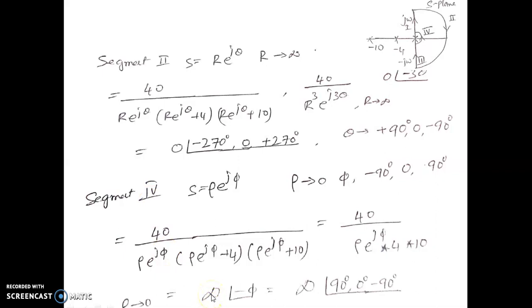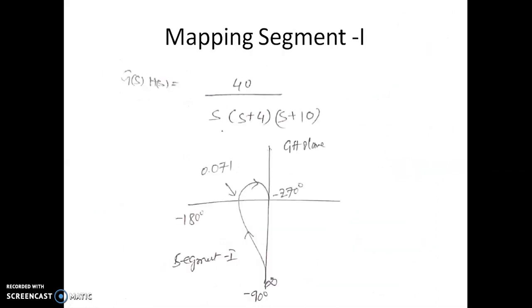It is infinity at an angle of minus phi. Since phi is varying from minus 90, 0, plus 90, this happens to be 90 degree, 0, and minus 90 degree. So let us see how the entire plot looks. This is only the first segment mapping, because the first segment goes from minus 90 degree with magnitude infinity up to minus 270 degree with magnitude 0, and when it is minus 180 degree, the magnitude is 0.071.